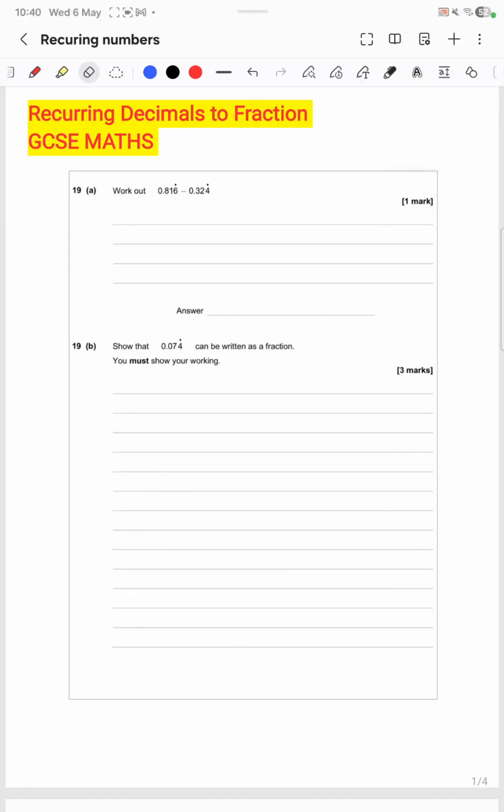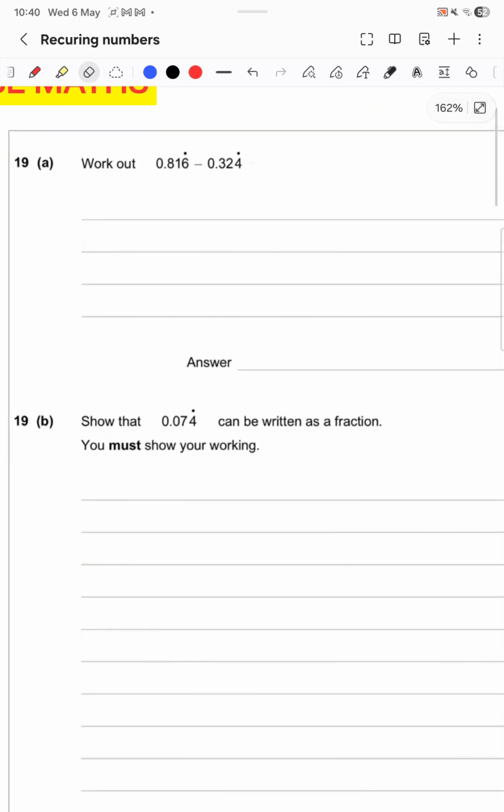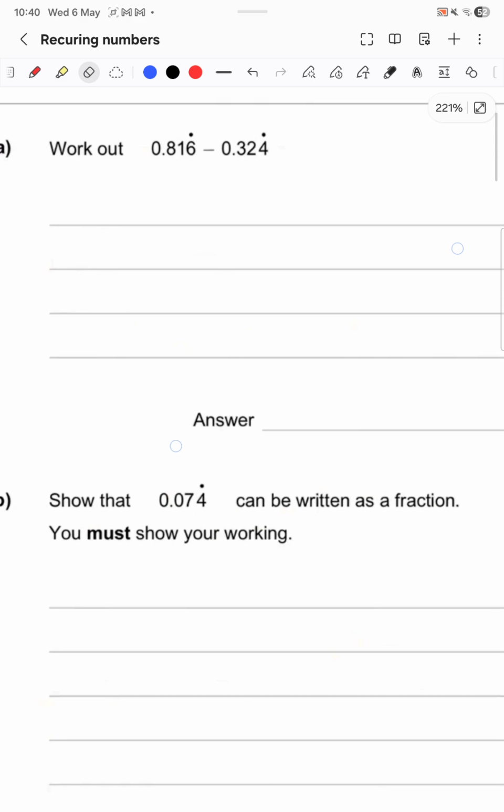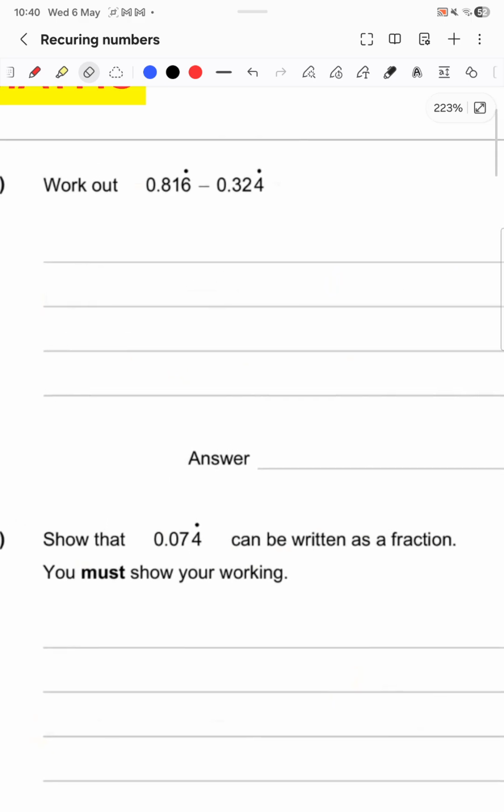Hi, in this video we'll discuss a very important GCSE topic, which is recurring decimals to fractions. We do have some exam questions. The first question is we have to take away these two recurring decimal numbers.